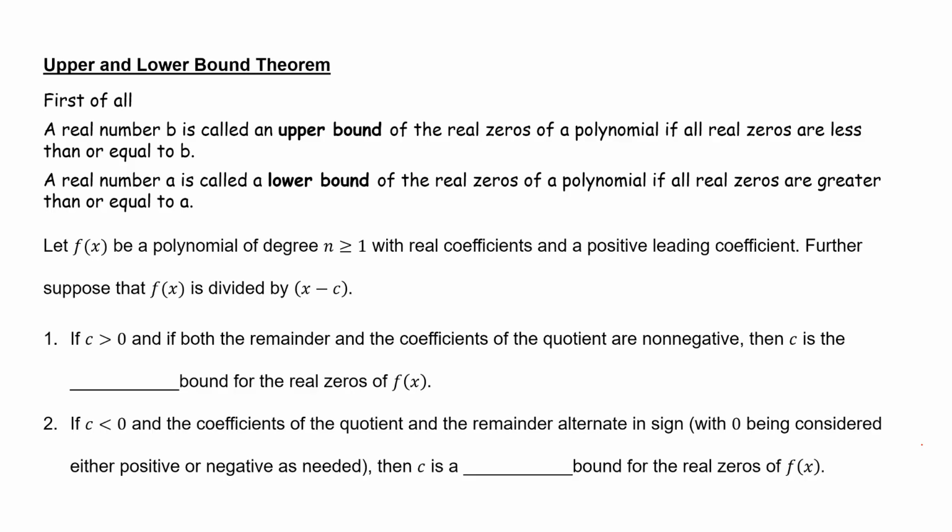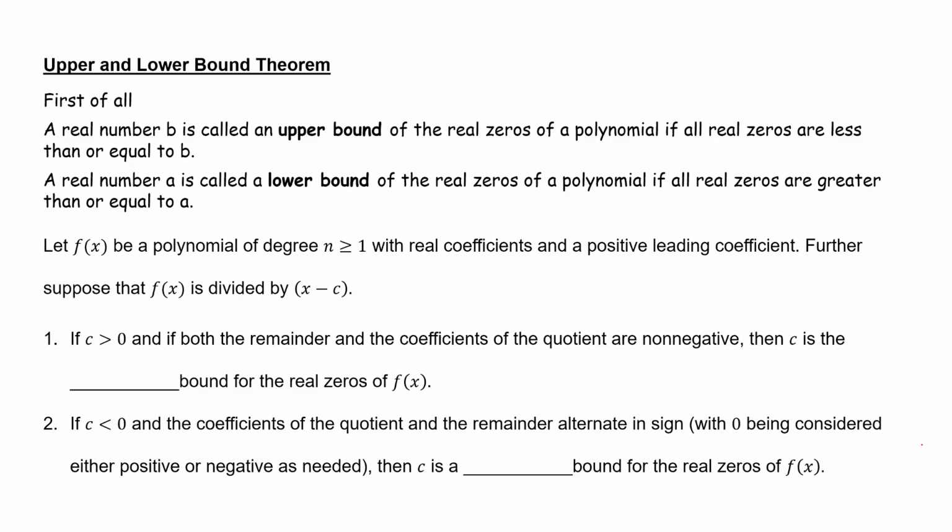All right, the upper and lower bound theorem. First of all, a real number b is called an upper bound of the real zeros of a polynomial if all real zeros are less than or equal to b. So if you find a number that is an upper bound of the zeros, it just means that there are no zeros above that number.